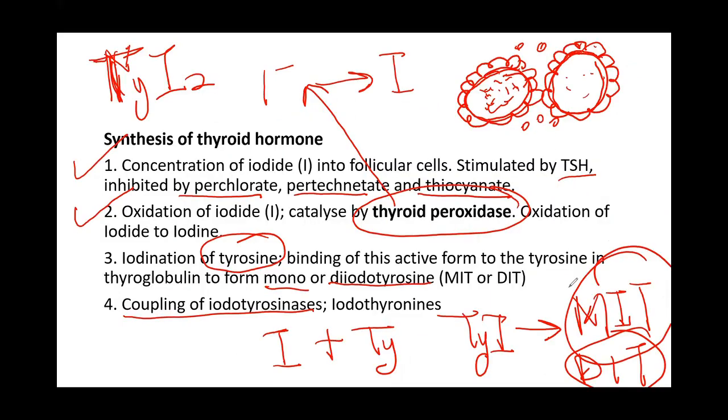the first step is concentration of iodide in the follicular cells. Second step is oxidation of iodide. The third step is iodination of tyrosine. And the fourth step is coupling of iodotyrosines to form iodothyronines.